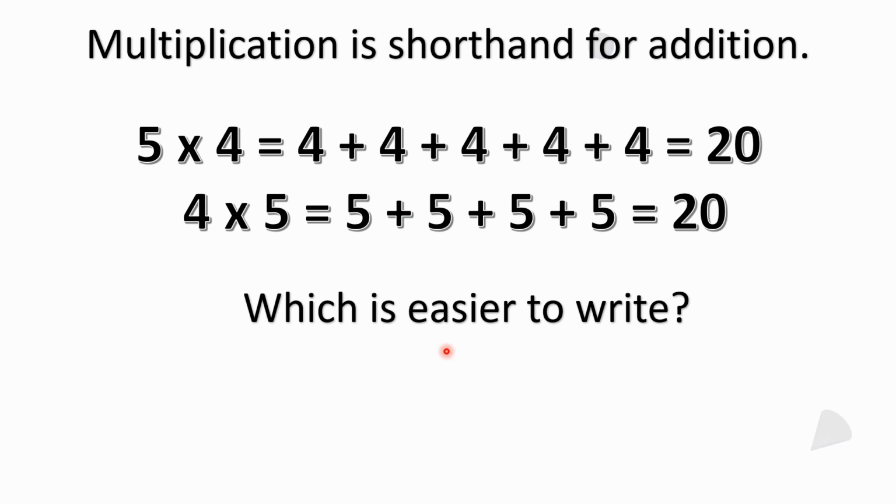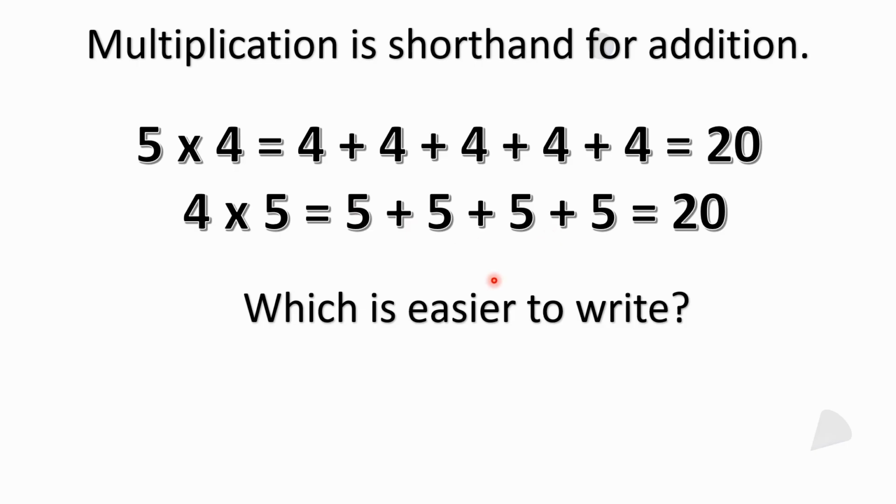Multiplication is just shorthand for addition. 5 times 4 is the same thing as 4 added 5 times, which gives you 20. 4 times 5 is also the same thing as adding 4, 5 times. Or the other way around. Which is easier to write? These are really the same thing. 5 times 4 is actually better written as 5 added 4 times. 4 times 5 would be better written as 4 added 5 times. But these are all still equivalent. It doesn't matter, 5 times 4 and 4 times 5.